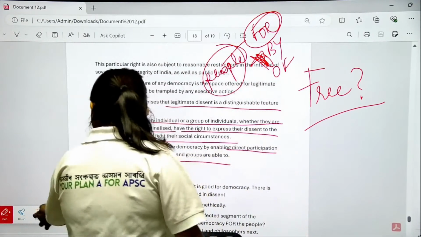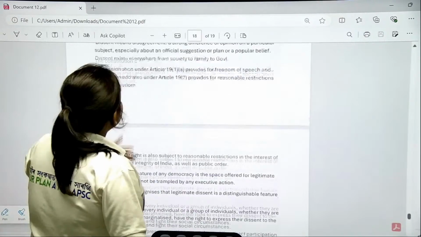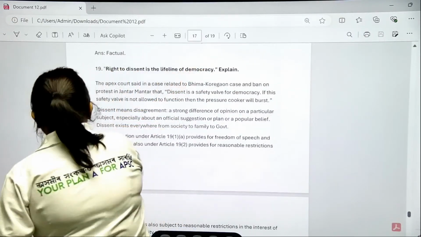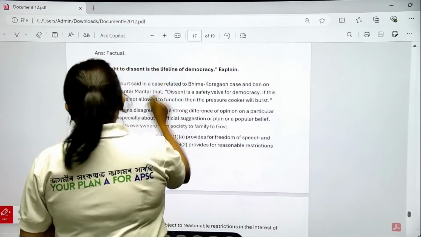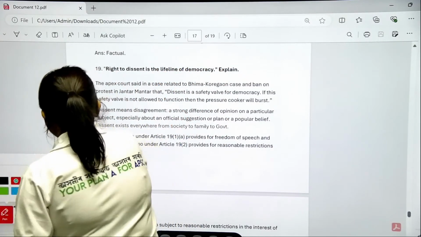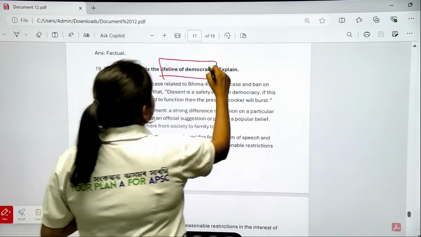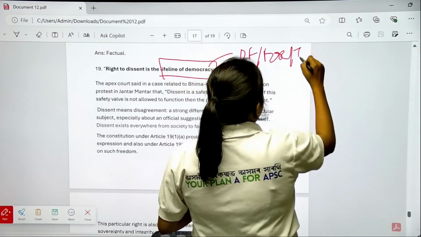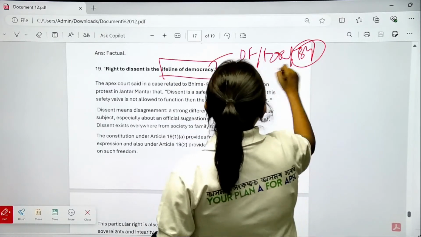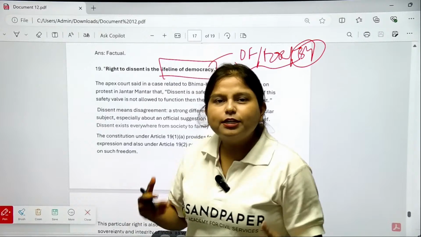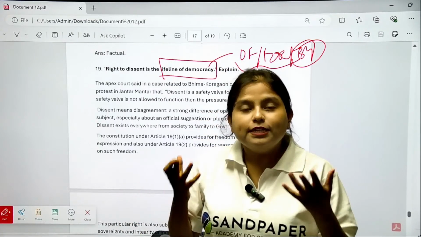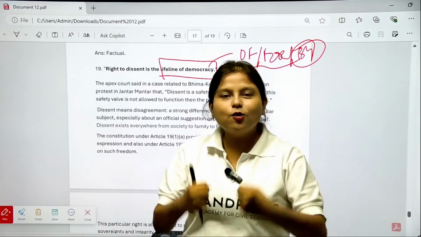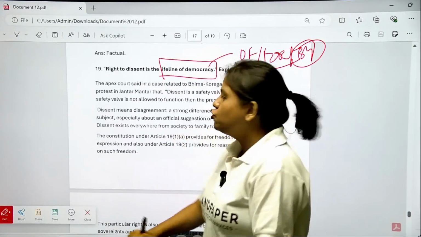The question was, right of dissent is the lifeline of democracy. What does lifeline of democracy mean? It should be of the people, for the people, by the people. So dissent is the lifeline of democracy. It's the spirit of democracy. Without having dissent, no person is truly free.